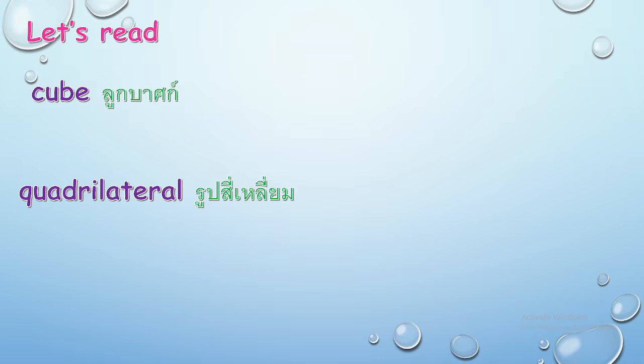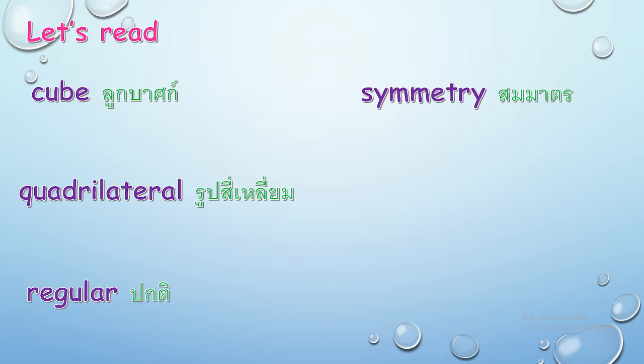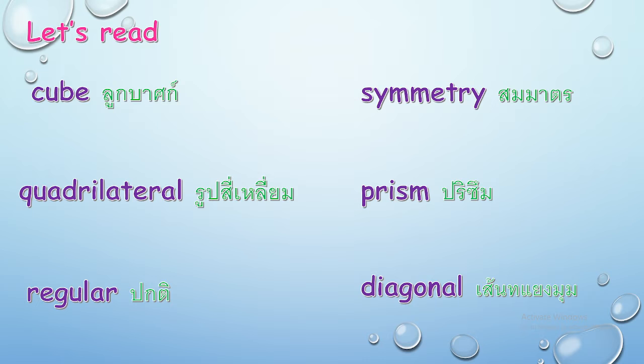Now let's talk about them. So first let's read some vocabulary words. Important words here. First one is cube. Can you read? Turn on your microphone. Okay, let's read. Cube. Okay, Cube. Next is quadrilateral. Quadrilateral. Teacher, it's not square. It's like square, yes. I will show you later so you can understand. Next, regular. Regular. Next is symmetry. Symmetry. And then prism. Prism. And diagonal. Diagonal.